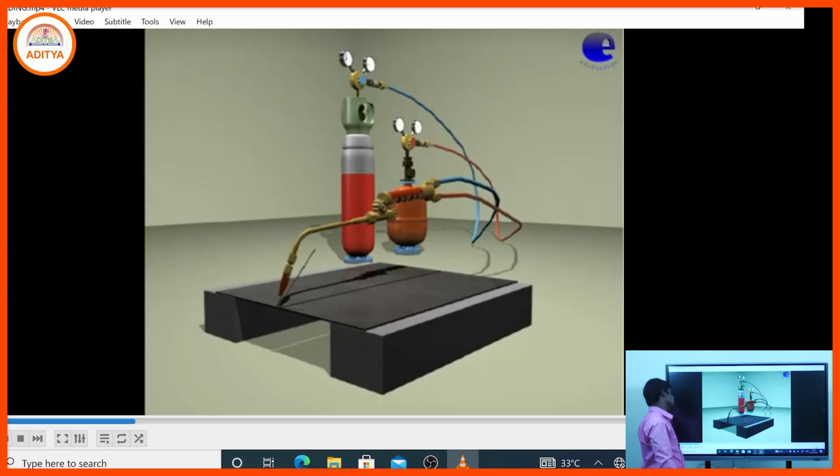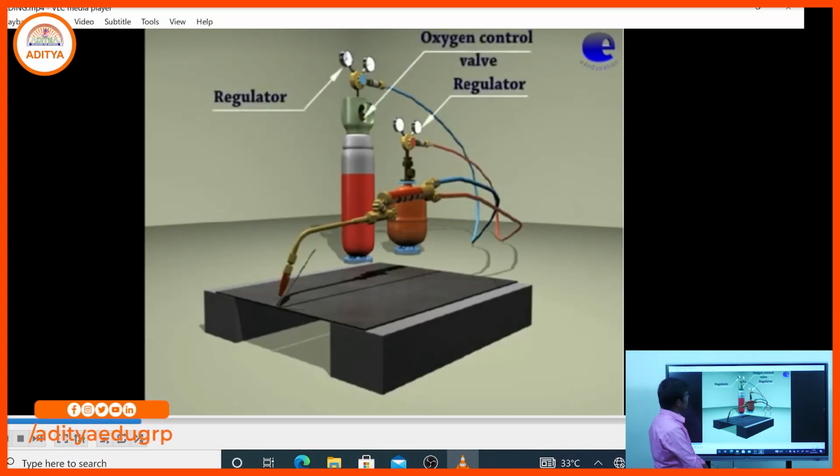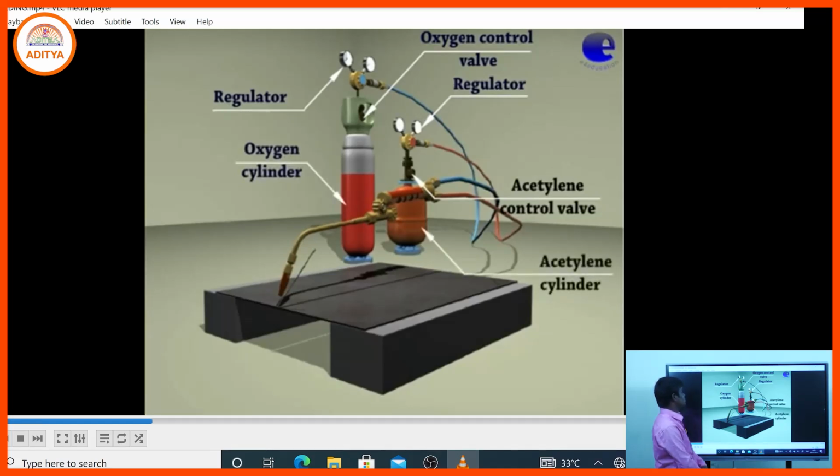What are the main equipments in gas welding? The regulator, then the oxygen control valve, and the acetylene control valve, the hose pipe, and the welding torch.